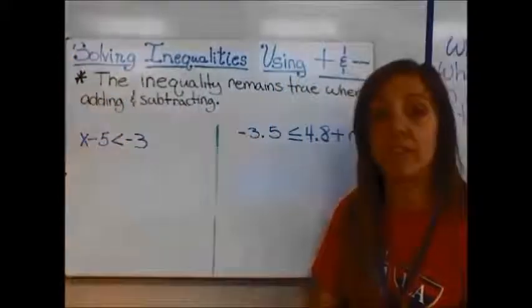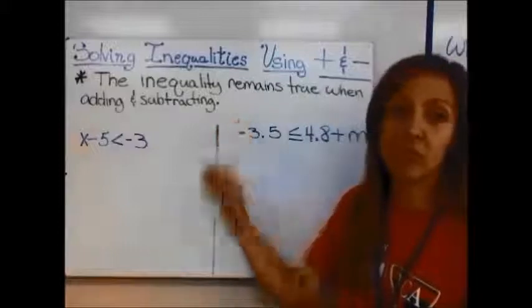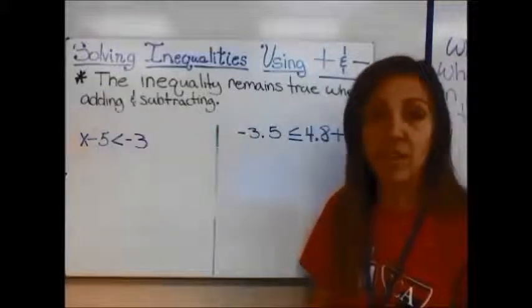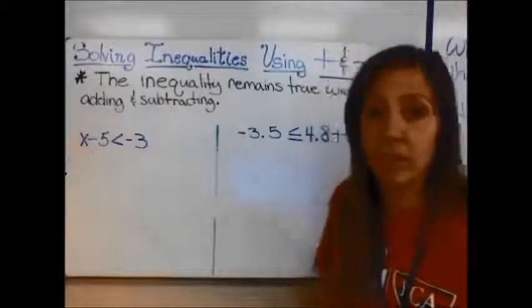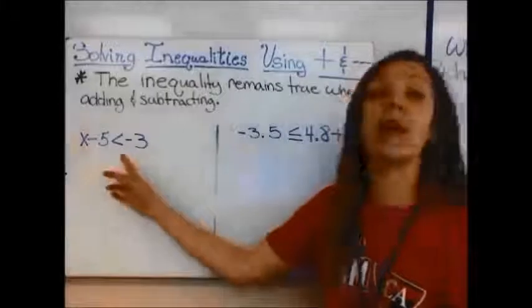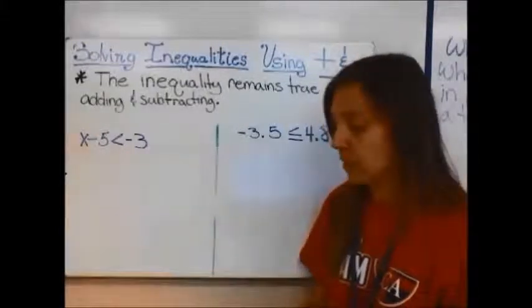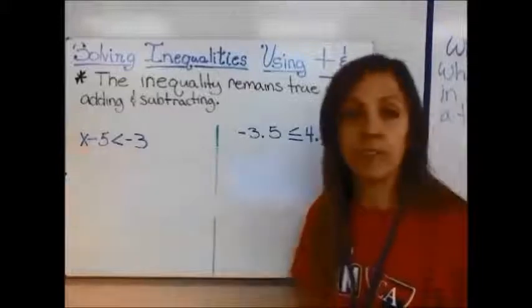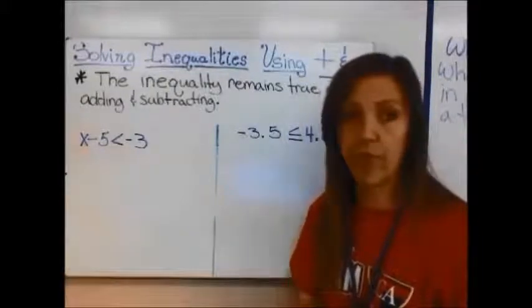Solving inequalities using addition and subtraction. The inequality remains true when you're adding and subtracting. So nothing changes in an inequality when you add and subtract. You just do it just like you did when you were working with equations, except this time you have an inequality symbol instead of an equal sign. So let's start with this example. We have x minus 5 is less than negative 3.